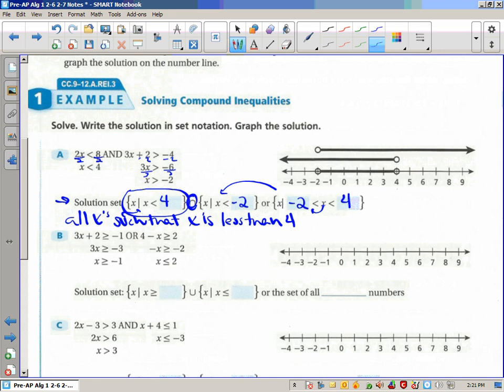Now, if you look at the graph, this top one was x is greater than, I'm sorry, greater than negative 2. This bottom one here is x is less than 4. The overlapping is that solution there, in between negative 2 and 4. So let's take a look at B. It looks like we're going to have an OR compound inequality.